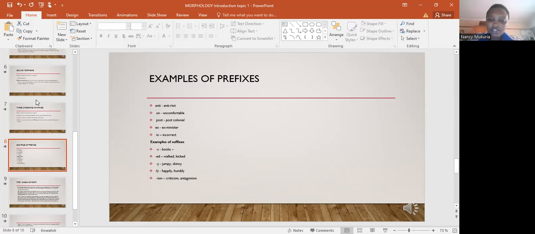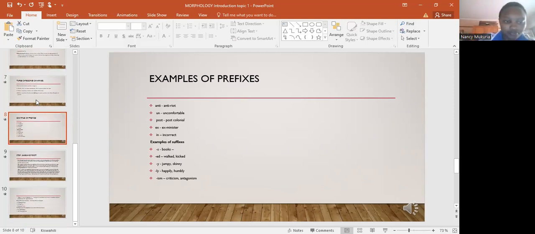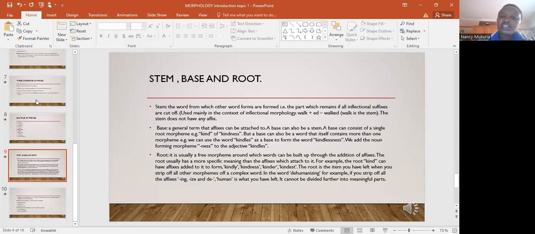Examples of suffixes. The suffixes come after the root. Prefixes come before the root. We add the s to book, it shows plural, books. ed to walk and kick, it's past tense, walked, kicked. y to jump and skin, it's jumpy, skinny. ly to happy and humble, it's happily, humbly. ism, criticism, antagonism.